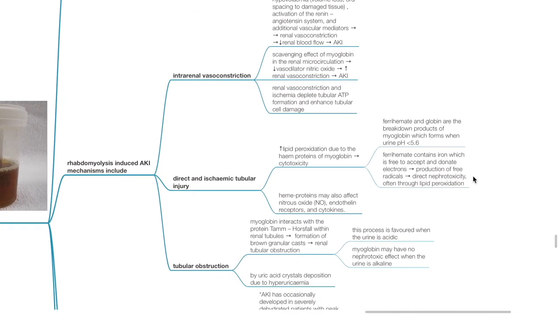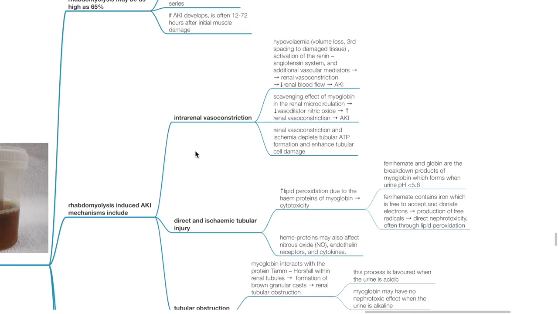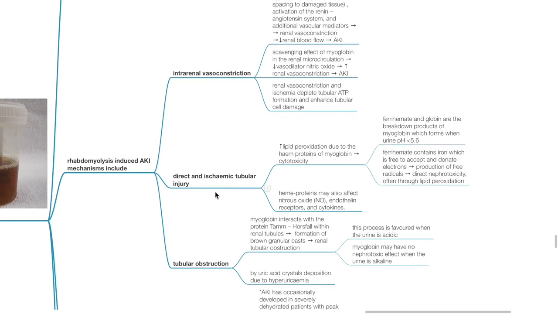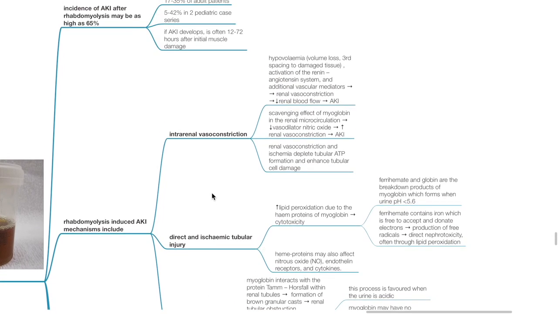Rhabdomyolysis-induced AKI mechanisms include intrarenal vasoconstriction, direct and ischemic tubular injury, and tubular obstruction. Intrarenal vasoconstriction. Hypovolemia, for example due to volume loss or third spacing to damaged tissues, activation of renin-angiotensin system, and additional vascular mediators results in renal vasoconstriction, reduced renal blood flow, and pre-renal AKI. Scavenging effect of myoglobin in the renal microcirculation results in reduced vasodilator nitric oxide, increased renal vasoconstriction and AKI.